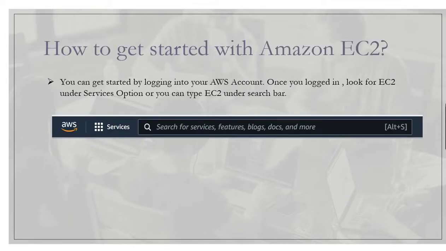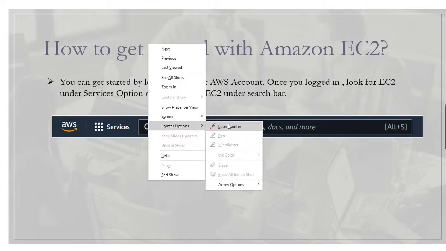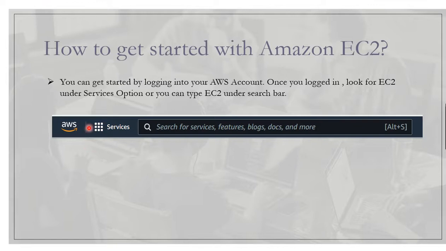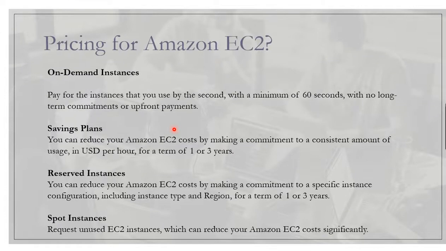Now, how to get started with Amazon EC2. To start with Amazon EC2, you need to have your Amazon AWS account. You may refer to my video on how to create a free AWS account. Once you log into the account, you may go to EC2 by clicking on the Services option, and then selecting Compute. Under Compute you will see EC2, or else you can type EC2 in the search bar, right? I'll show you that as well in this video. This way you can go into EC2 services provided by Amazon.